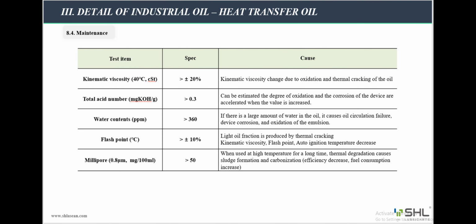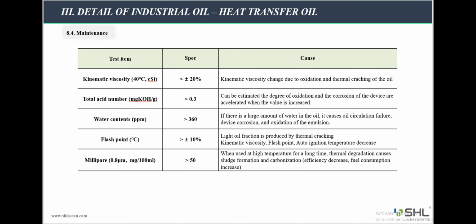Regarding heat transfer oil management, the first factor is viscosity. The viscosity must be guaranteed to change no more than 20% compared to the new oil. The cause of the change in viscosity is heating and oxidation. The second is the total acid number, below 0.3 mg KOH/g, used to estimate the degree of oxidation, and the corrosion of the device is accelerated when the value increases.